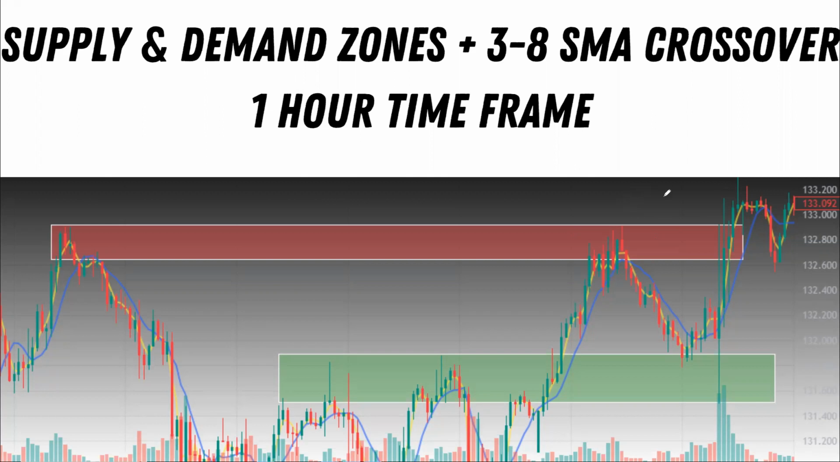Okay, trading is like going to battle, it's like going to war, and you need to have the proper weapons at your disposal and know how to use those weapons to increase your odds of success on the battlefield.